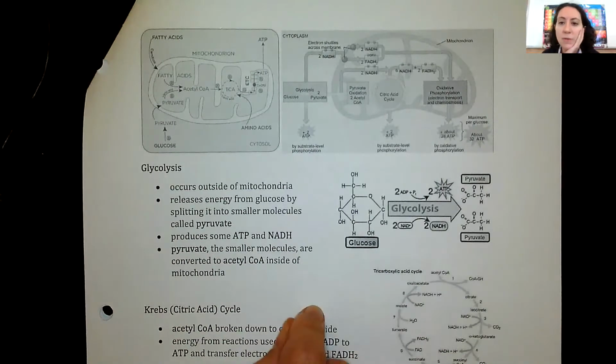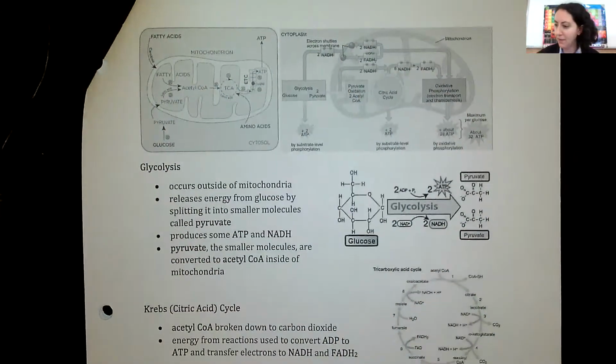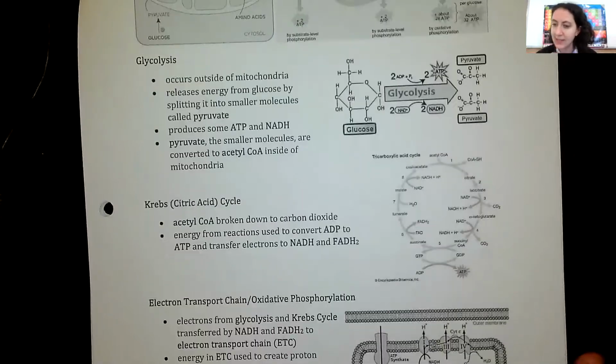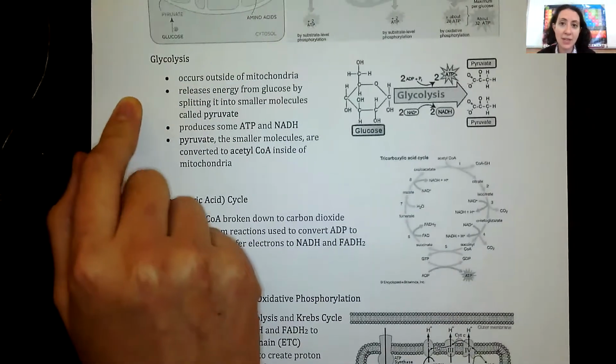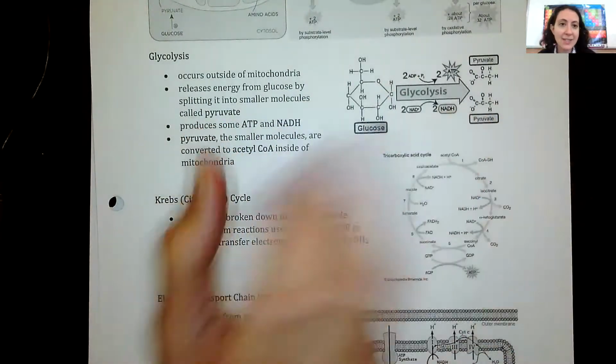Okay, so moving on. These are great models to look back to if you want to see the whole picture. Maybe we'll come back to them afterwards. All right, let's talk about glycolysis. Glycolysis happens outside the mitochondria, and it releases energy by cutting glucose into two pieces.